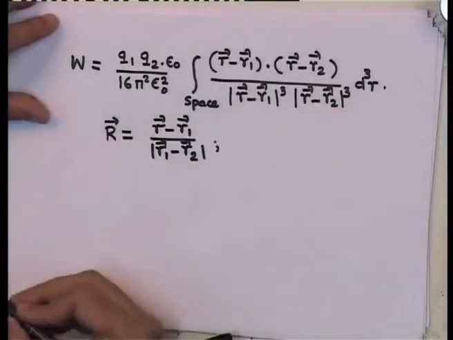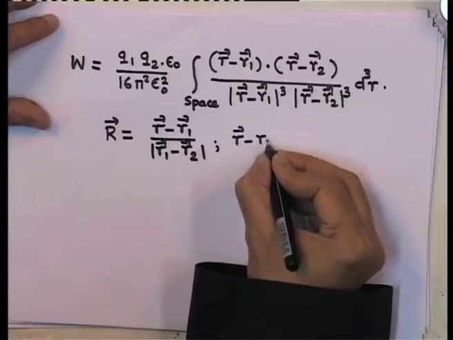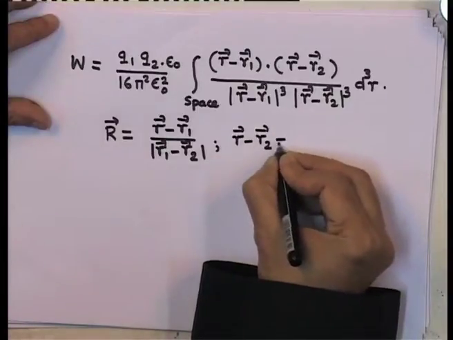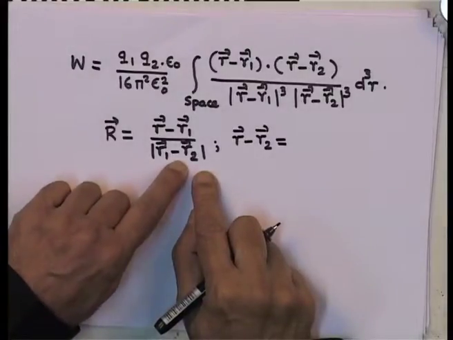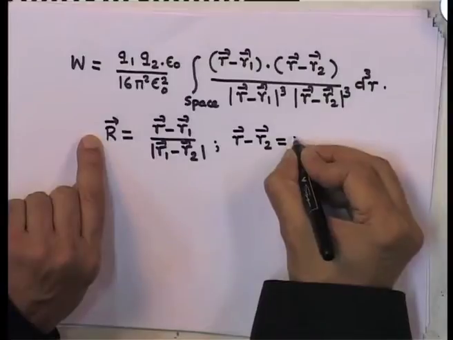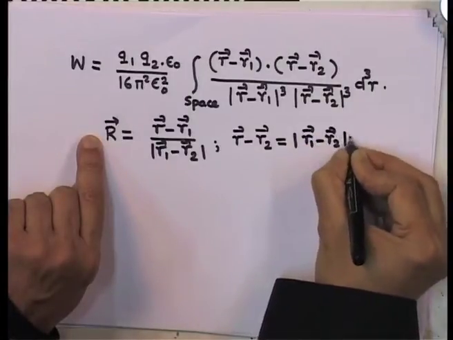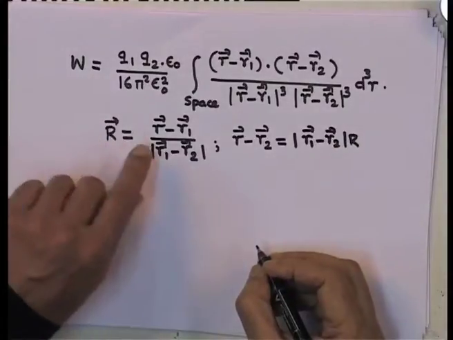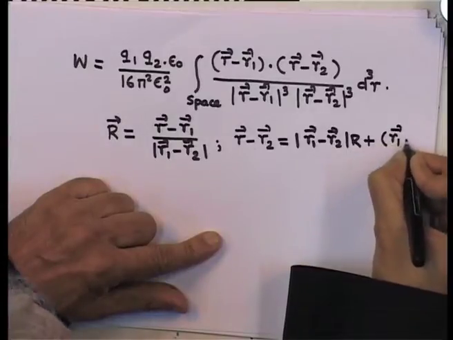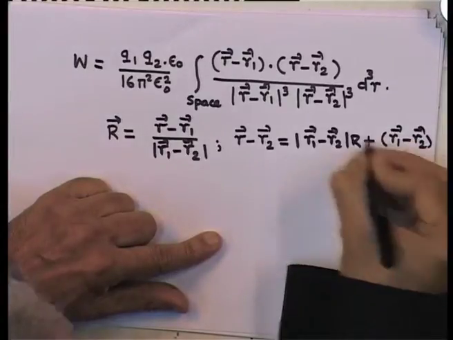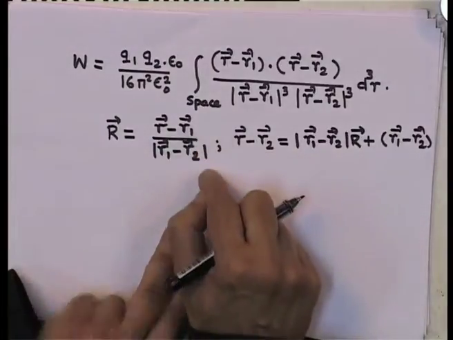Now, using this, you can write what is r minus r 2. So, you notice r minus r 2 is r 1 minus r 2 multiplied by r, then add to this the vector r 1 minus r 2. This r is also a vector. So, this is what follows from the definition here.